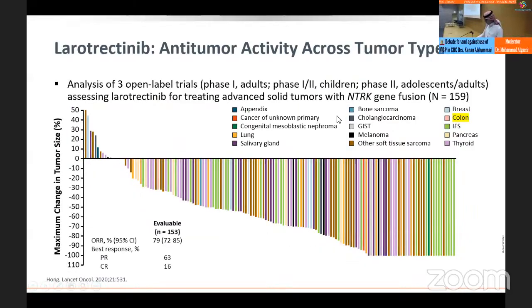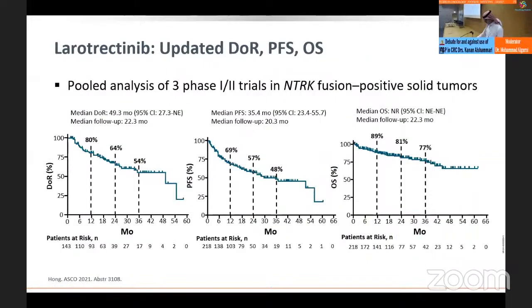Now, when we look at the larotrectinib data, colon cancer, so the pink columns, impressive waterfall plot, most of them responded. So there were patients with colon cancer that benefited from larotrectinib. I want to skip the slide, but clearly you can see clear benefit in terms of overall survival, progression-free survival, and duration of response for NTRK fusion positive tumors.